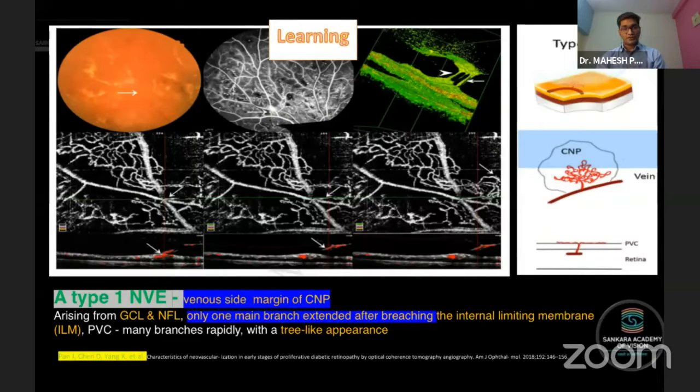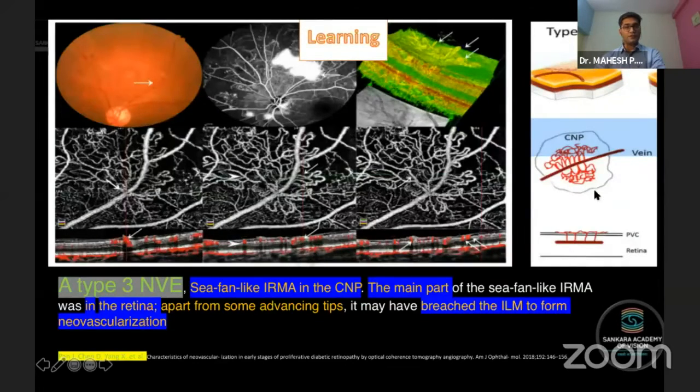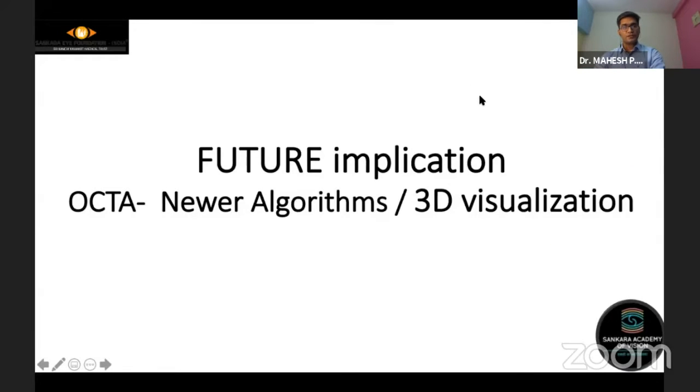The neovascularization, are there different types? Yes, type 1 neovascularization is like a tree type, which comes as a single twig out of the ILM and then spreads over the posterior vitreous cortex, as you can see in this, which the author has described. The other ones are more difficult, like the giant octopus, which has multiple ingrowths into the retina, and then it comes into the ILM. And type 3 is much worse, where we can see it is like a sea fan, where it has multiple ingrowths into the ILM and then comes into the posterior vitreous cortex, as shown by the author. What are the future implications?